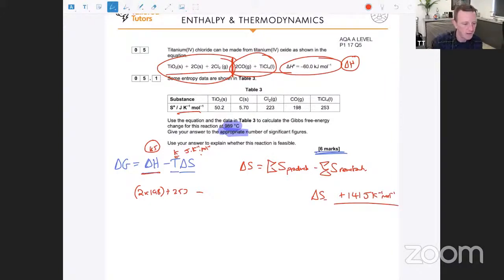Do you have to state the equation? No, they wouldn't ask you to state the equation here. I think so long as you're showing that you've done it and you've used it correctly, that's fine.